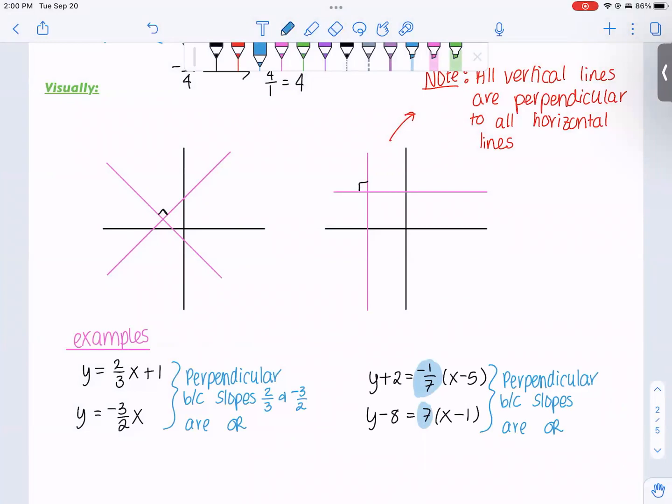So here the slopes are -1/7 and 7 over 1, which is just 7. And they are opposite reciprocals. So those two lines are perpendicular.